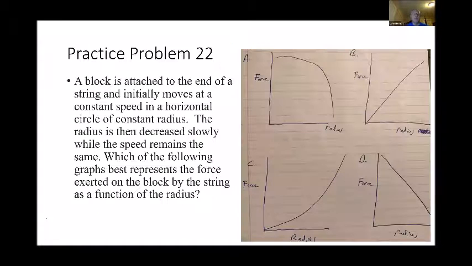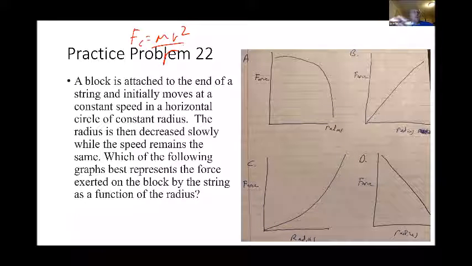All right, so here's our last question for this problem set. A block is attached to the end of a string and initially moves at a constant speed in a horizontal circle of constant radius. The radius is then decreased slowly while the speed remains the same. Which of the following graphs best represents the force exerted on the block by the string as a function of the radius? Well, think of our equation for centripetal force.